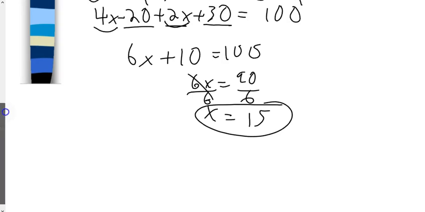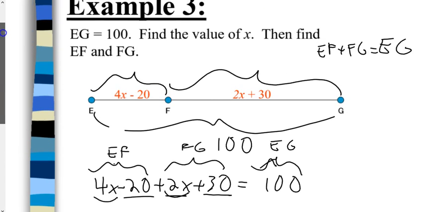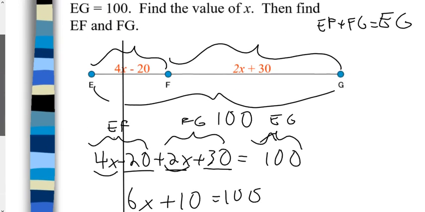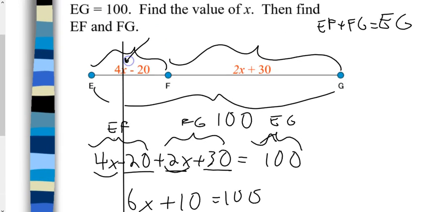Now, is that my answer? I don't know. Let's see. It says find EF and FG. So no. Sometimes the question will ask you to find X. Sometimes it will ask you to find a length. And that means you have to substitute in 15 there and 15 there.